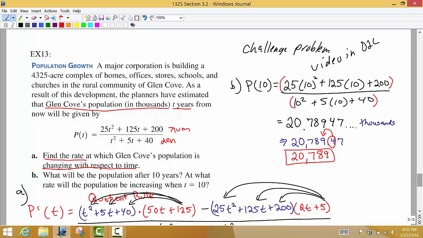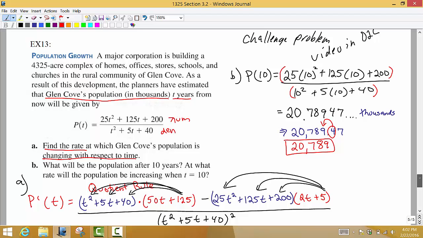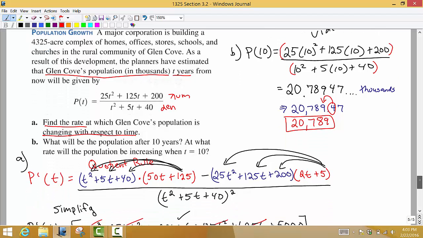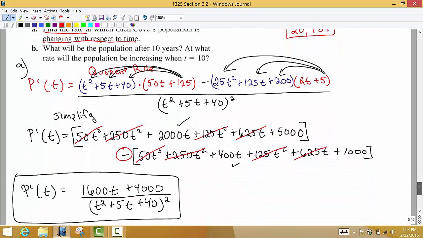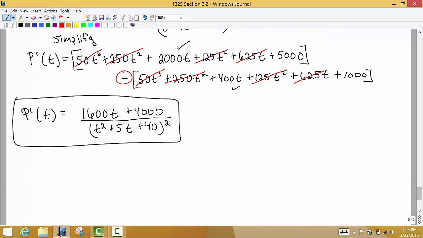Now the second part for question B says, at what rate is the population increasing in the 10th year? So in that 10th year, the population is actually rising within the community, and by how many people? How many people per year is what we're interested in. So we're going to take the derivative that we formed, and we're going to plug now 10 into the derivative to find the rate of change.